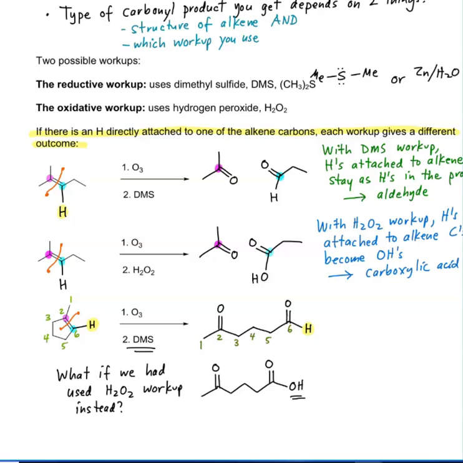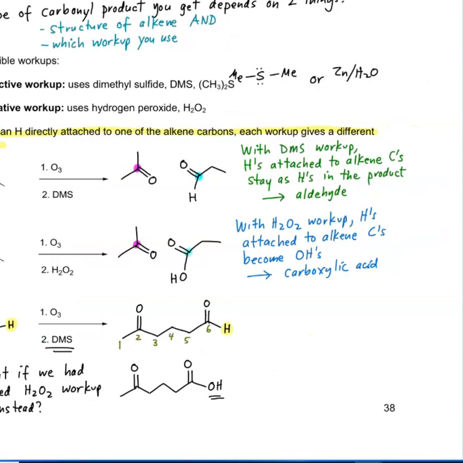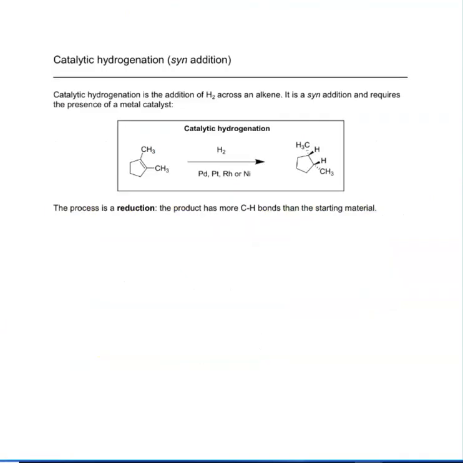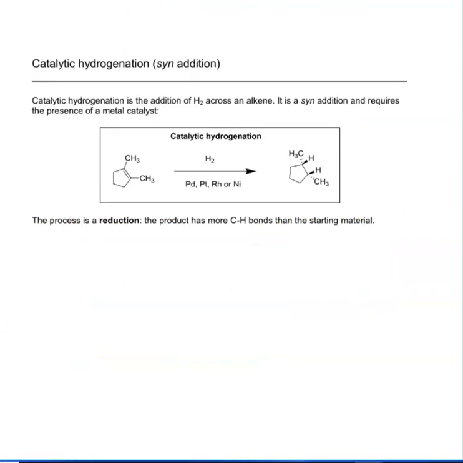Let's take a look at one more reaction. This one is called catalytic hydrogenation, and this is a syn addition. So what we're doing here is adding H2 across an alkene. The H's are going to add to the same face of the alkene, and this has to take place in the presence of a metal catalyst. Hydrogen gas can add across an alkene, but it takes a very, very long time to do so, and so you need a catalyst in there to help things along.